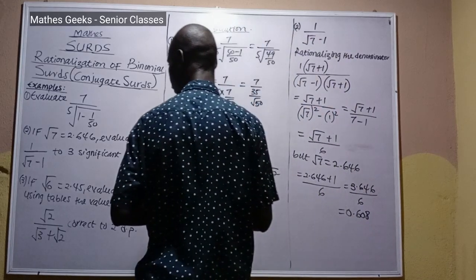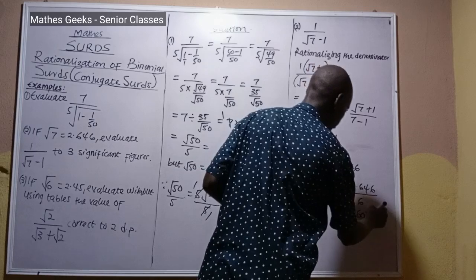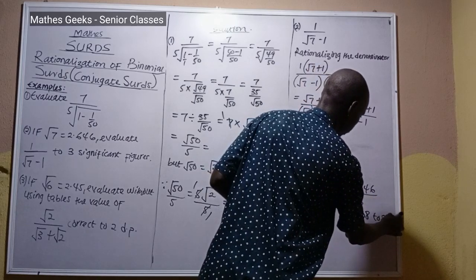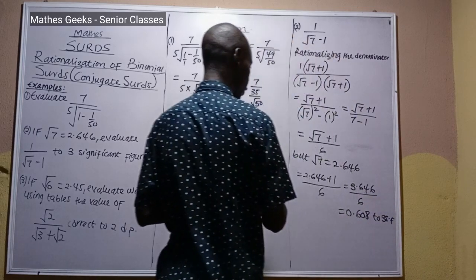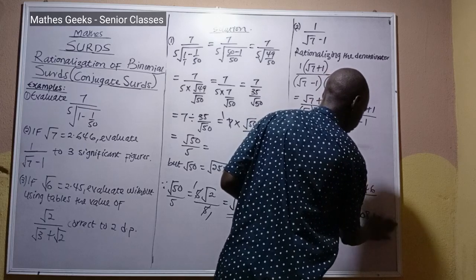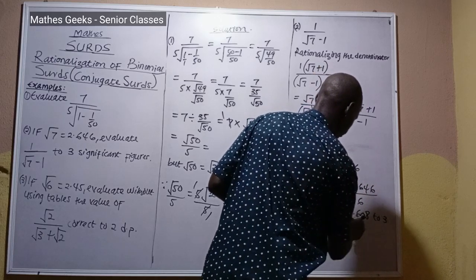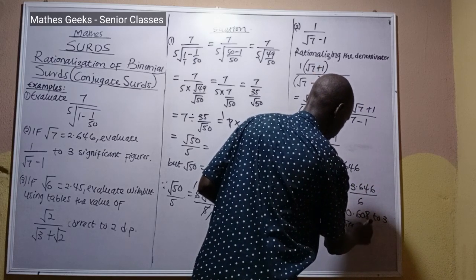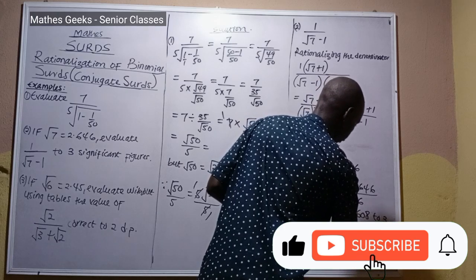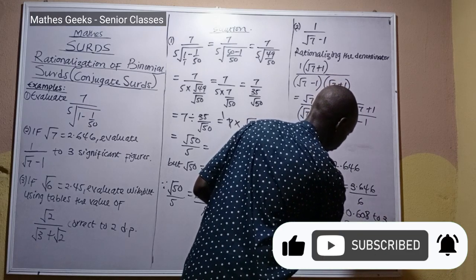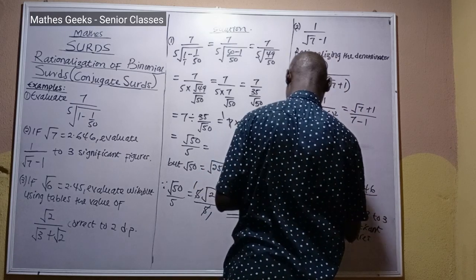Question says to 3 significant figures. So 0.608 to 3 significant figures.